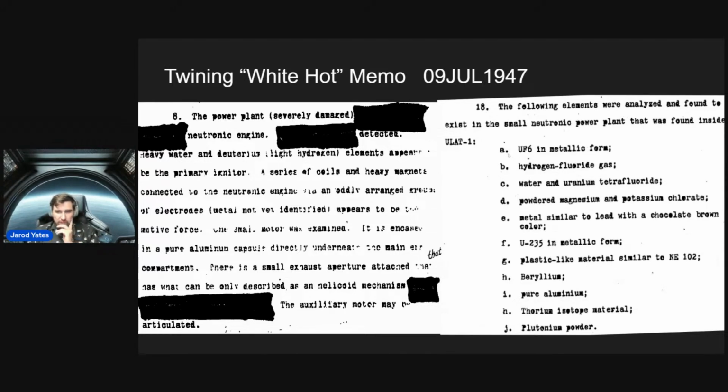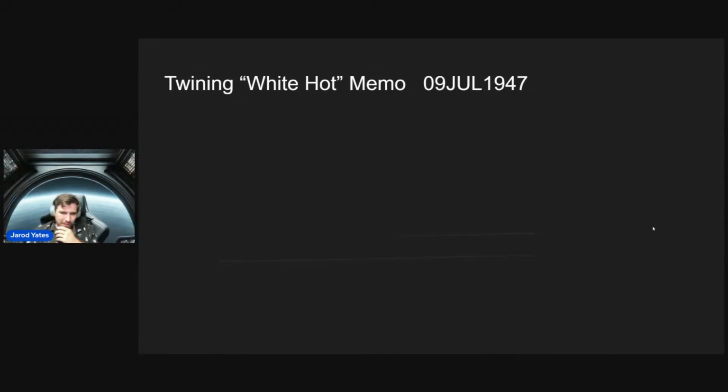Over here, we can see that they supposedly found a whole bunch of uranium. UF6 is uranium hexafluoride, uranium-235, uranium tetrafluoride, magnesium, maybe like we're finding in the craft, and plutonium, thorium. This whole thing seemed like it was some kind of fusion or fission reactor. Oh, and just for fun, a metal similar to lead with a chocolate brown color. I think element 115 was a chocolate brown color, but I don't know one way or another on that one. I just thought that was interesting, the chocolate brown association.